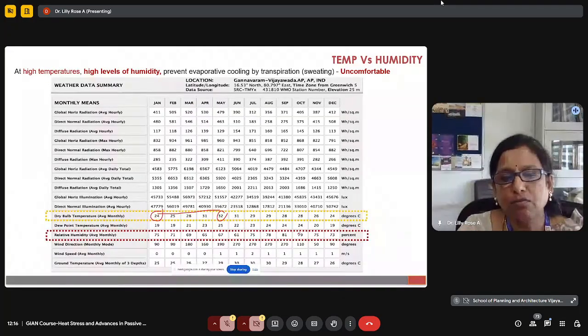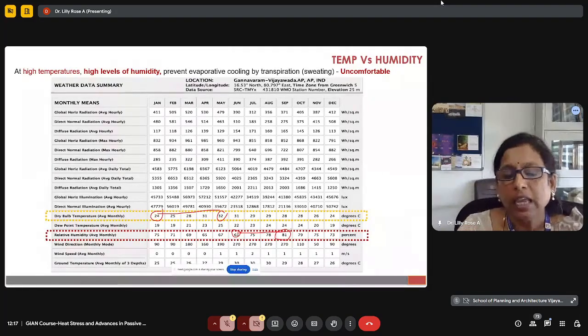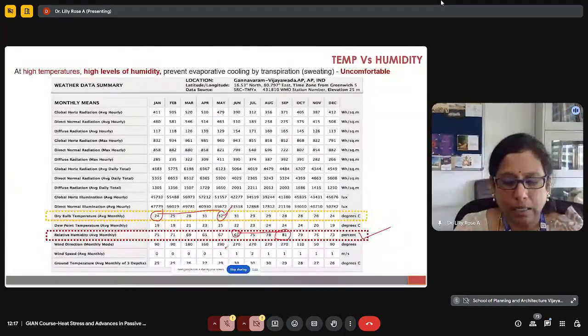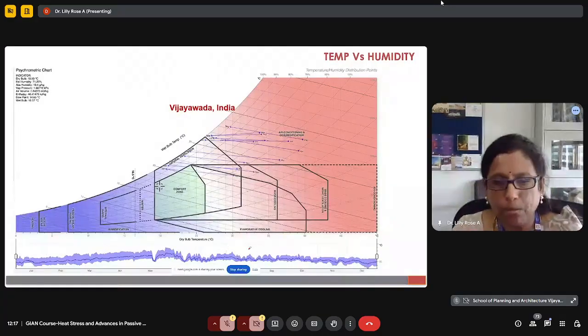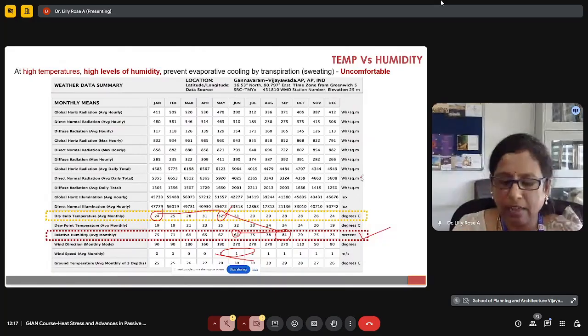But the humidity ranges from about 61% to about 81%. Though the humidity is lower when compared to Lund, which is a cold, humid place, here the issue in terms of comfort is mainly due to the humidity and higher temperature. So the high temperature and higher humidity is causing the discomfort. And you can also see that the wind speed is hardly 1 to 2 meters per second. So the wind speed is lower. The discomfort is mainly due to the higher temperatures and higher level of humidity.